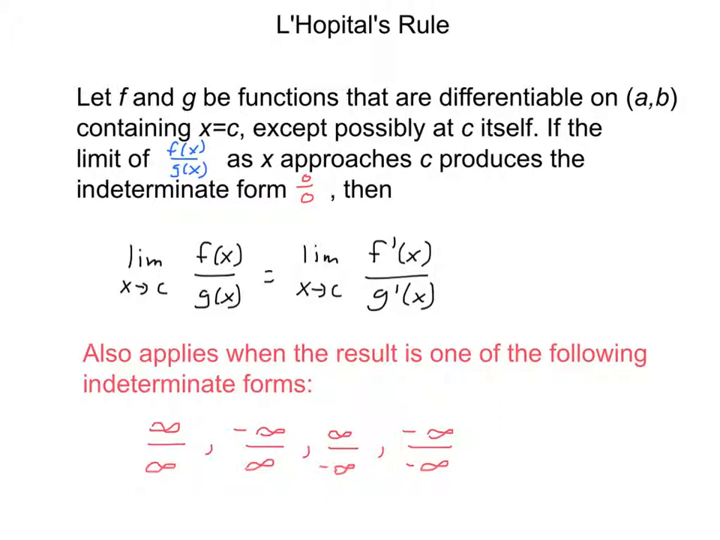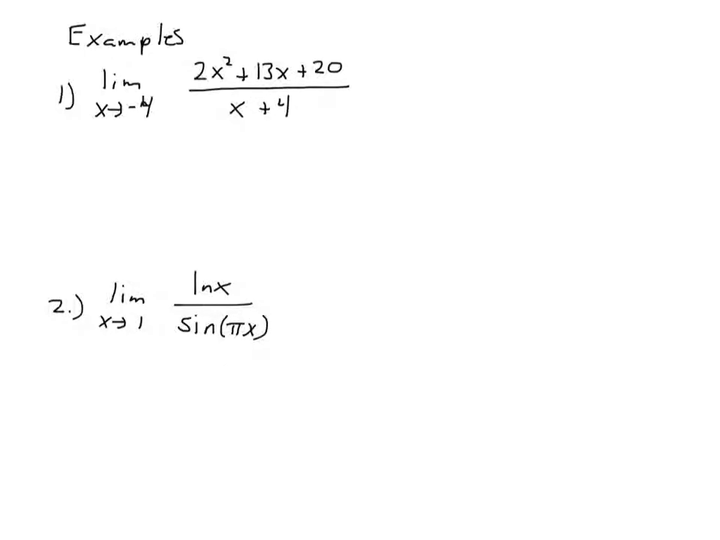So now let's take a look at some examples where we can apply L'Hopital's rule. In this first example, we have the limit as x approaches negative 4 of 2x squared plus 13x plus 20 over x plus 4. The very first thing you must do before applying L'Hopital's rule is verify that you do have an indeterminate form. So when I plug in negative 4 by direct substitution, I'm going to get 2 times 16 plus 13 times negative 4 plus 20 over negative 4 plus 4.